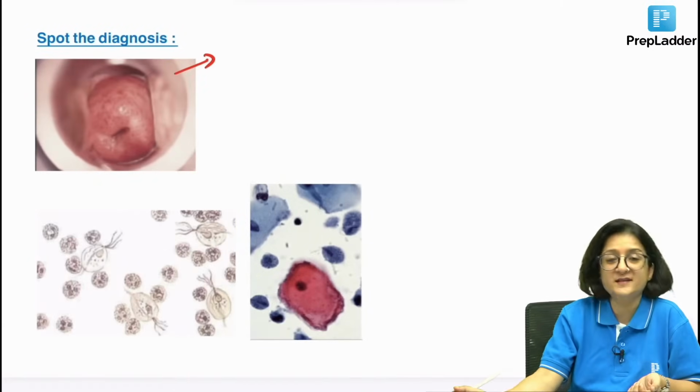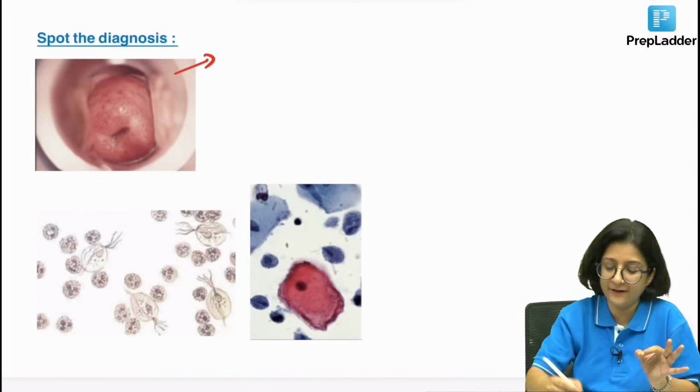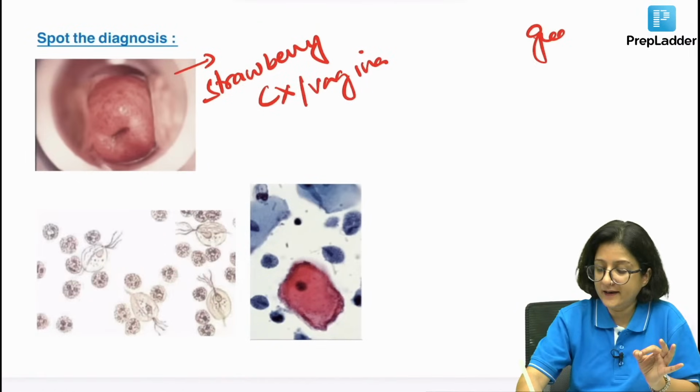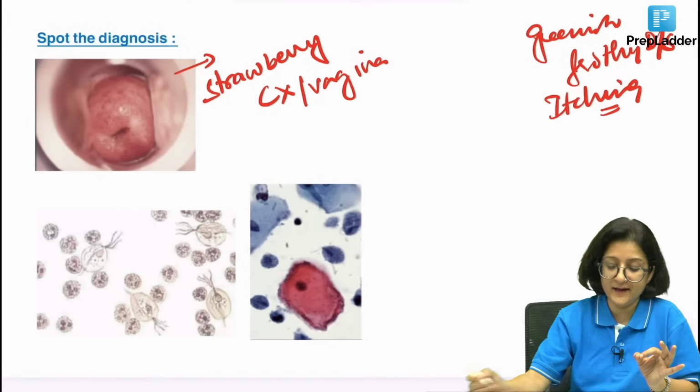Next, spot the diagnosis. What is this? You can see the cervix. Maybe they could give you the vaginal image also along with it. So they are red dots. This is strawberry cervix or strawberry vagina. Greenish, frothy discharge is mentioned, itching is mentioned. This is the clinical context.